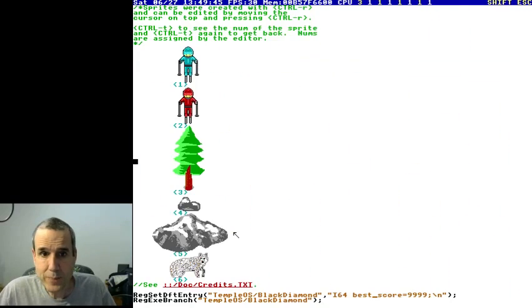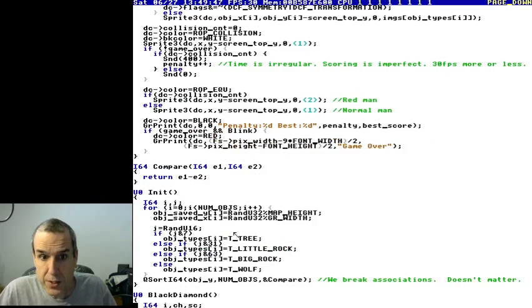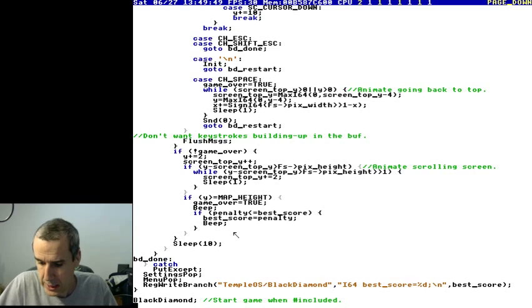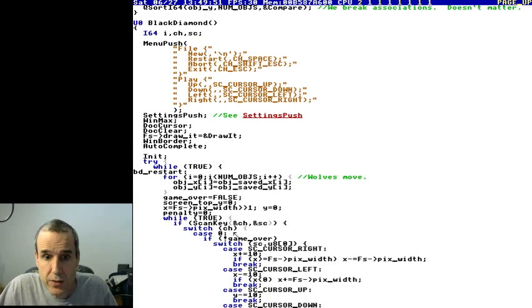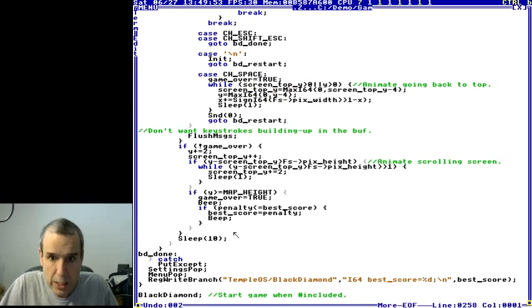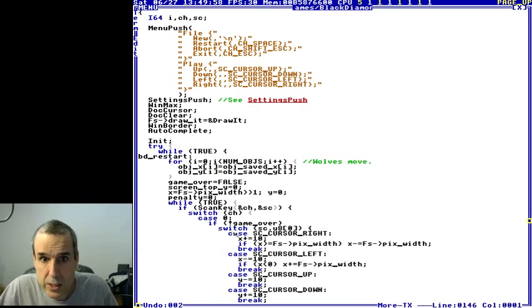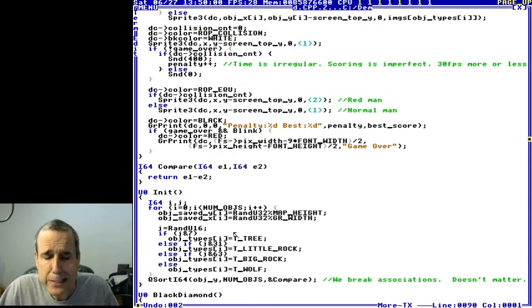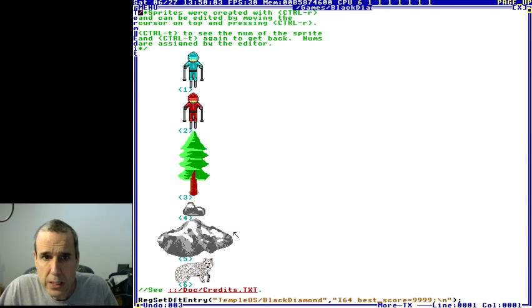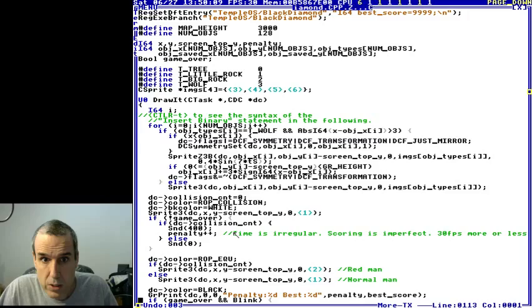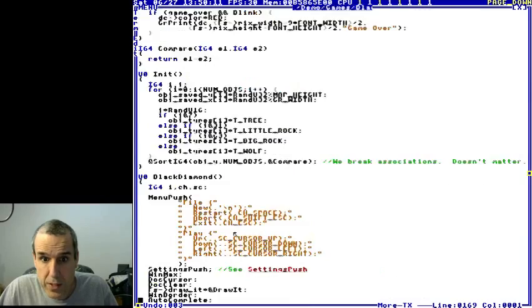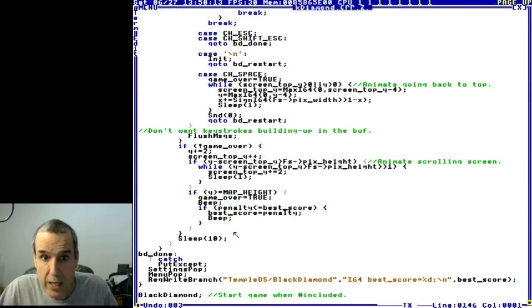So this is the simplest game. Basically, it's less than 250 lines of code, and some of that is the graphics. Anyway, the graphics are better in this than most of my other games.